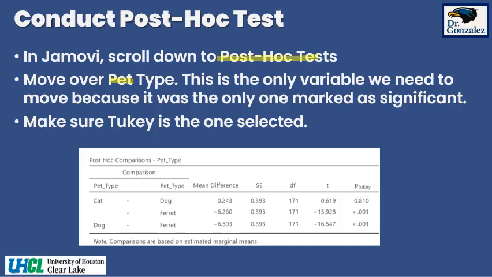You would move over pet type. The reason why we're only moving pet type over is because it was the only thing that was significant. Make sure that you've got Tukey selected, and it's going to run this analysis and produce these results down here. So you can see cats compared to dogs, not significant. Cat compared to ferret, significant. Dog compared to ferret, significant.